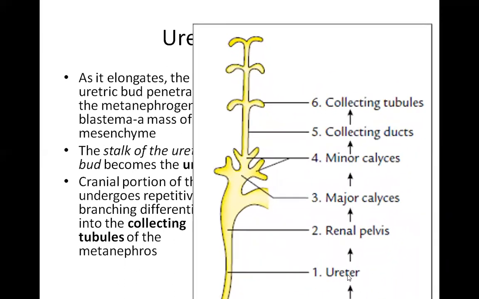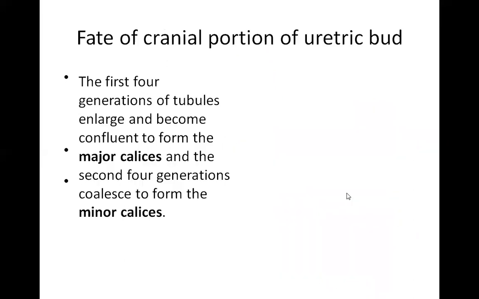So over here, the ureteric bud will give rise to the ureter, and this bud will give rise to the renal pelvis, the major and the minor calyces. Then they will form the collecting ducts and the collecting tubules. So the collecting part of the kidney is contributed by this ureteric bud.